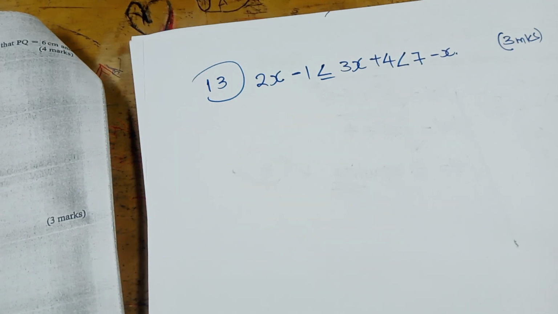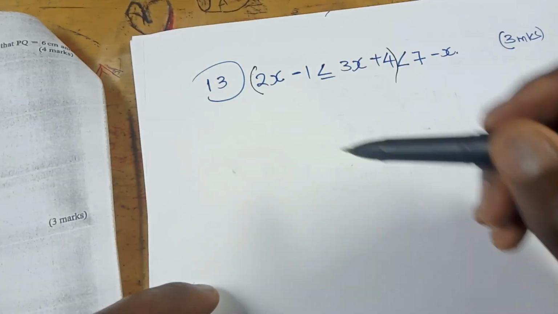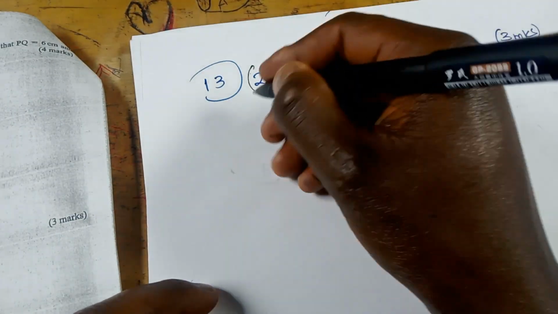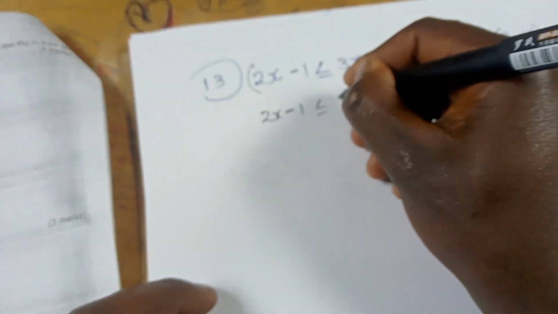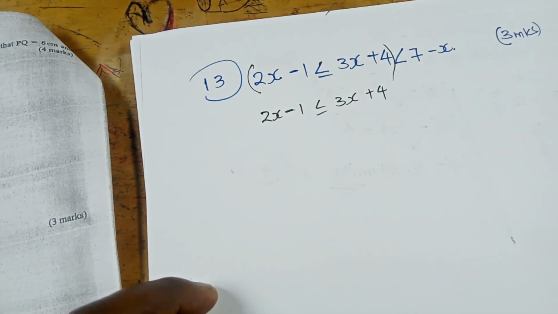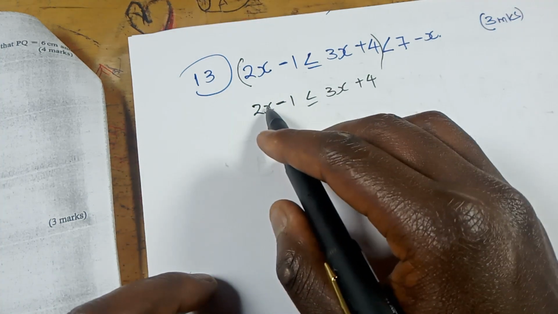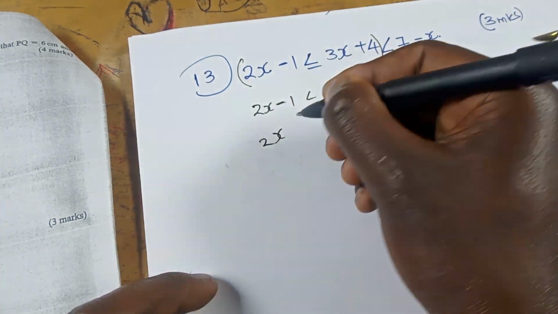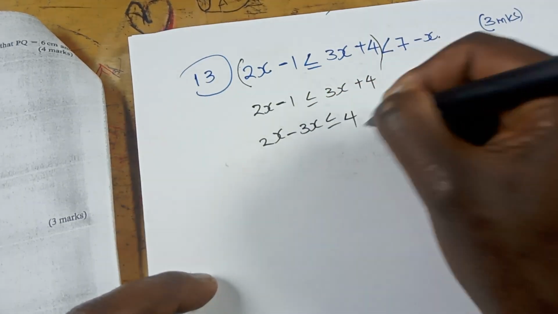So we are going to hold 2 by 2. We are going to hold the first 2 and solve them. We have 2x minus 1 is less than or equal to 3x plus 4. So we will put the like terms together. We can bring 3x on this side and have 2x minus 3x is less than or equal to 4.